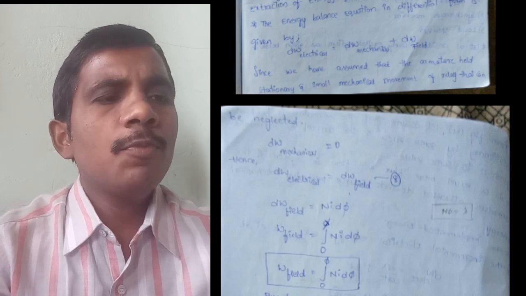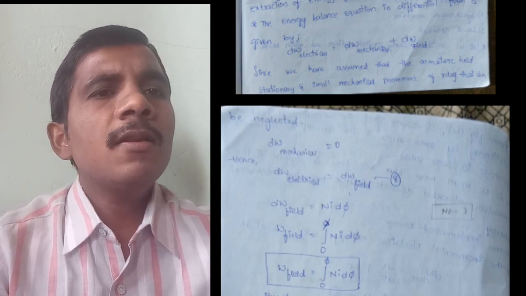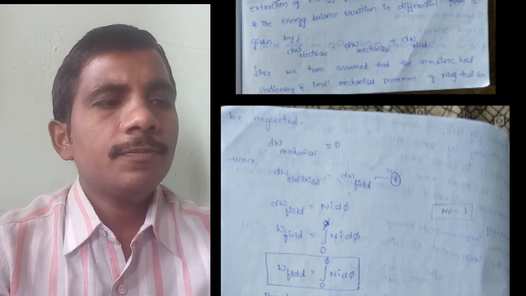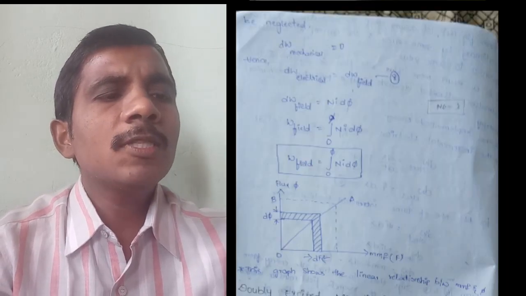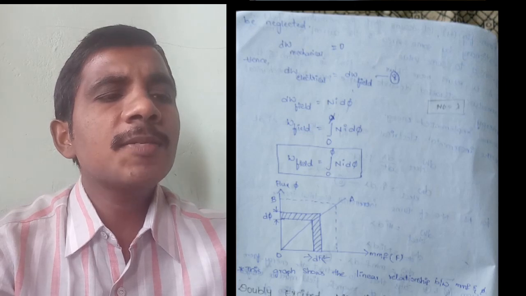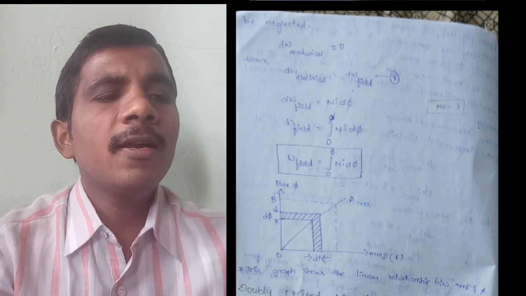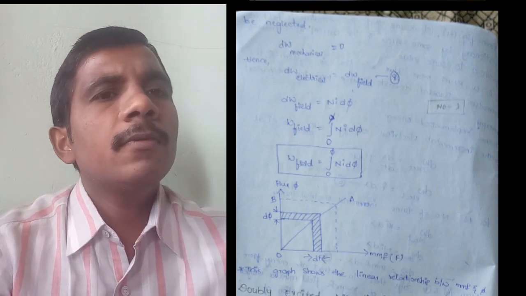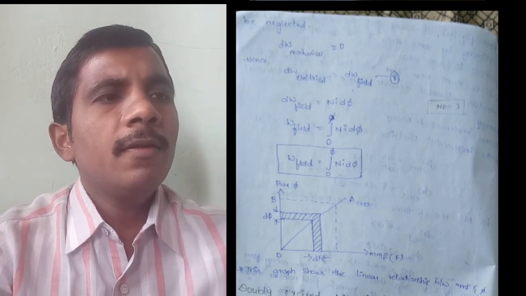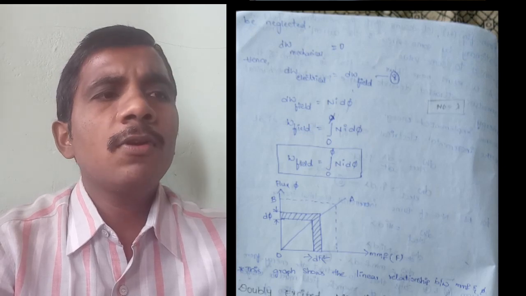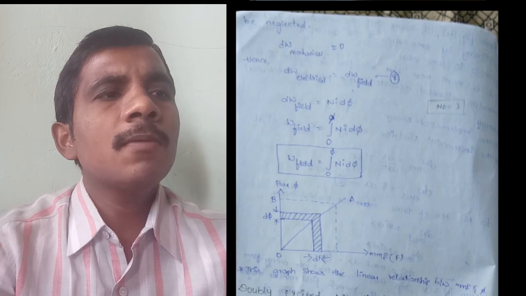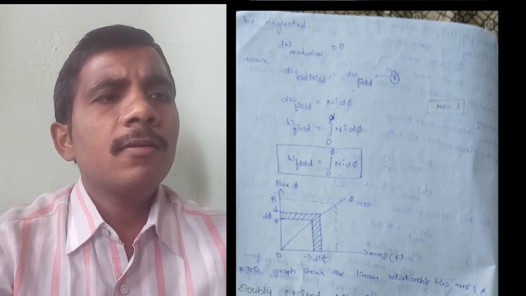Total electrical energy input is equal to the change in mechanical energy plus the change in field energy. Since we have assumed that the armature is held stationary and the small mechanical movement of the relay can be neglected, dW mechanical equals 0. When the current is small, the mechanical energy output becomes 0. Hence dW electrical equals dW field.